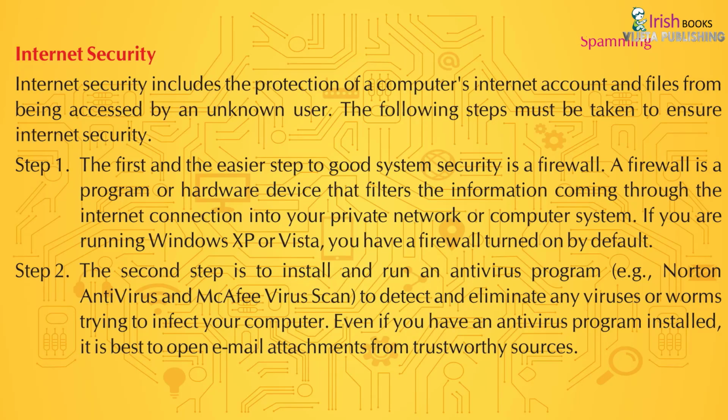Internet security. Internet security includes the protection of a computer's internet account and files from being accessed by an unknown user. The following steps must be taken to ensure internet security. Step 1. The first and the easiest step to good system security is a firewall. A firewall is a program or hardware device that filters the information coming through the internet connection into your private network or computer system. If you are running Windows XP or Vista, you have a firewall turned on by default.